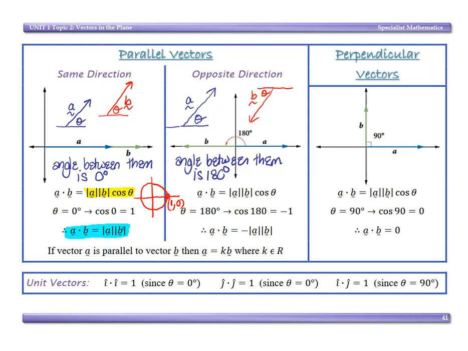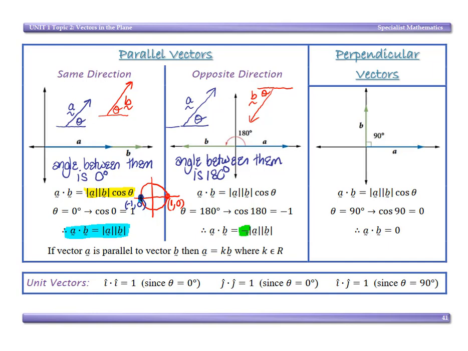Now, if they're parallel in the opposite direction, our theta is 180 degrees. Going back to our unit circle, we're now over this side, and that coordinate is -1, 0. So cos of 180 is -1. So our dot product between vectors A and B is negative the magnitude of A times the magnitude of B. So you've just got this negative out the front.